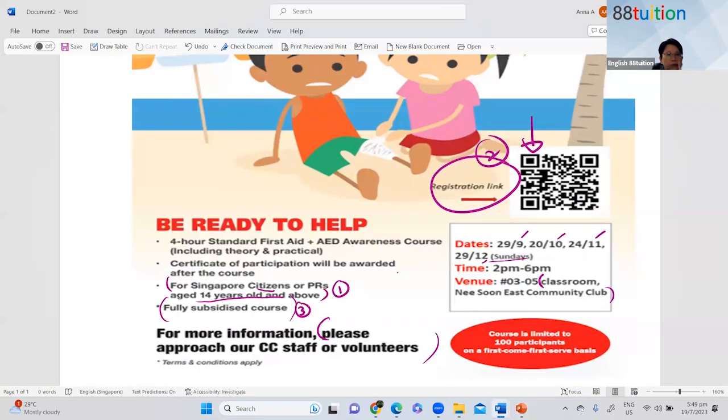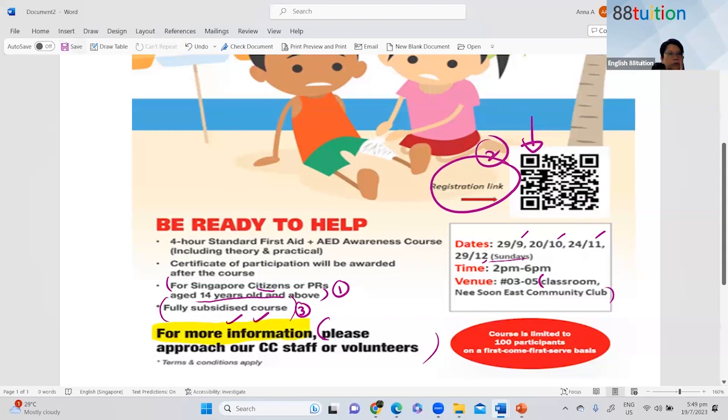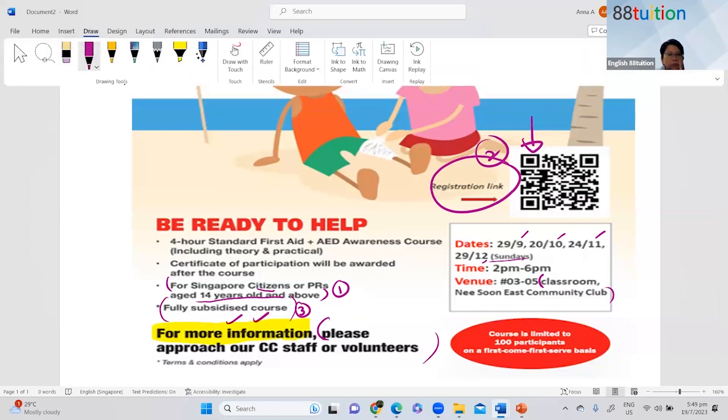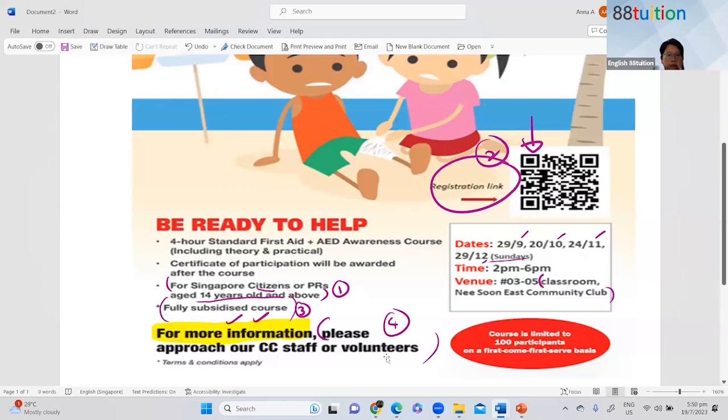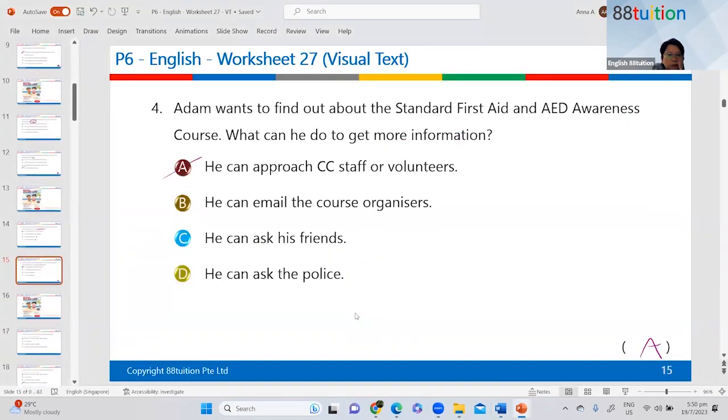For more information, it's clearly stated here also, right? I highlight. Stated very clearly to you guys. For more information, this is number 4. Please approach our CC staff for volunteers. All right. So your answer is A. Okay. So far, I hope you can get all correct. Those people who did this, I hope you can get all correct. So far, there are 4 questions, there are 8 questions, right? We are only at number 4. Okay, next one. We go on to the next question.